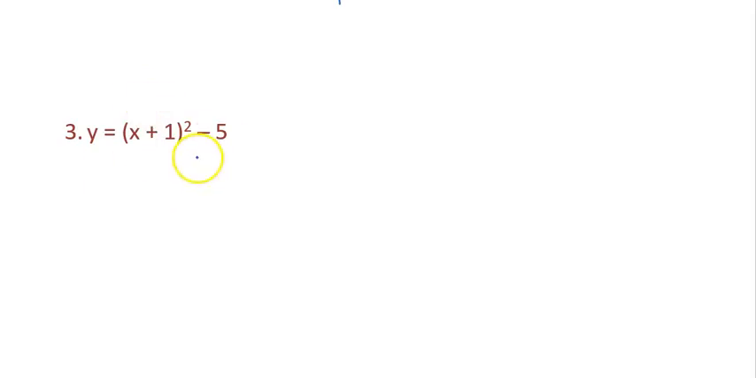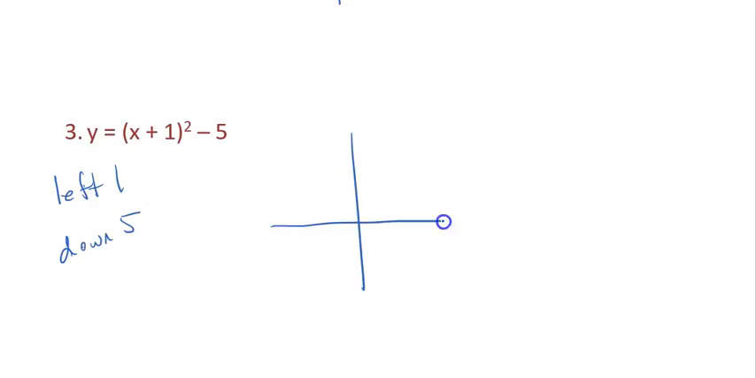Okay, example 3 has a little bit of change for both. We have a move left 1 and down 5. And so if I sketch that one, left 1, down 5, again, this one is still face up because I don't have a negative up front. But regardless of whether it was face up or face down, the vertex would still be at (-1, -5). It's just if it had a negative out front, the graph would look like it was flipped vertically. And so that is our combination of changes in our vertex form.